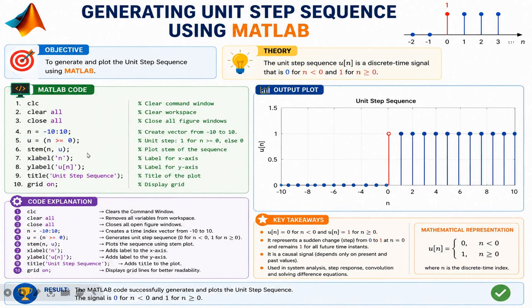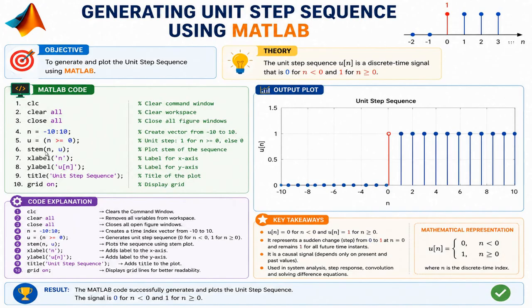Then comes the MATLAB code here. The clc, clear all, and close all prepare the MATLAB environment by clearing the command window, removing previously stored variables, and closing all open figure windows. Then comes the statement n = -10:10, representing the sample indices. And here you have the command u = n >= 0, which generates the unit step sequence by assigning a value of 1 to all samples where n is greater than or equal to 0, and 0 to all the negative samples.